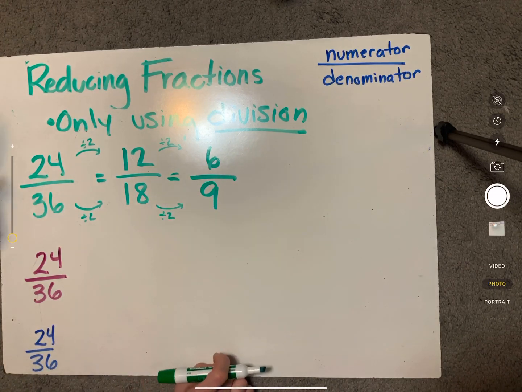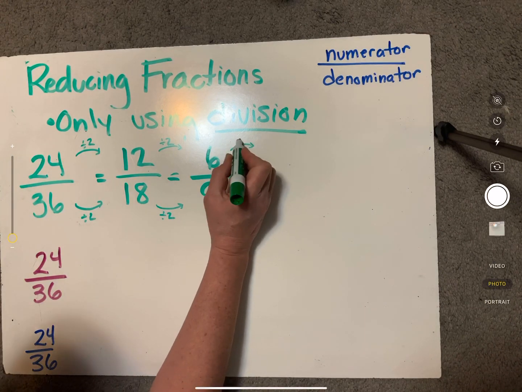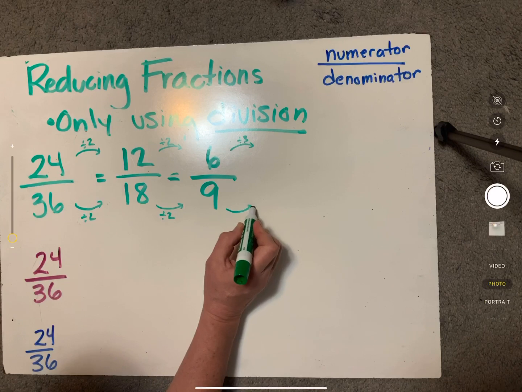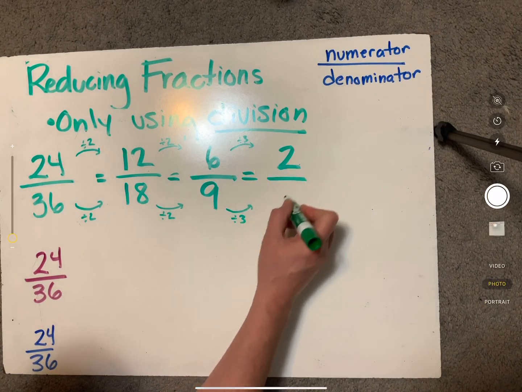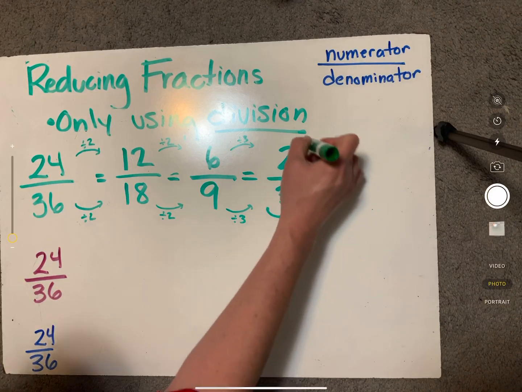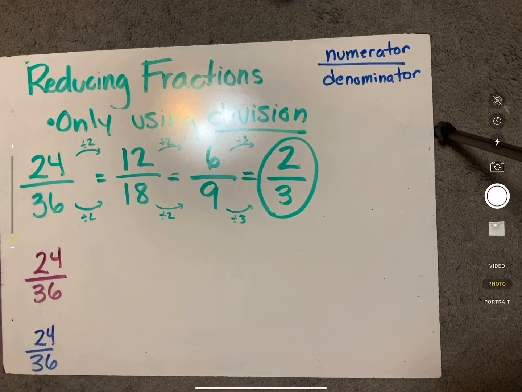These are still not in lowest terms. I can still divide by 3 this time. Divide by 3. Divide by 3. So 6 divided by 3 is 2. 9 divided by 3 is 3. And that is lowest terms. It's often best if you circle your end or your lowest terms, because that way you know that you're at the end and you can find your answer easily.